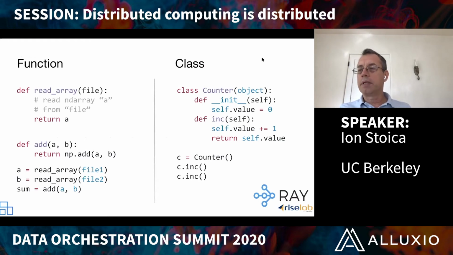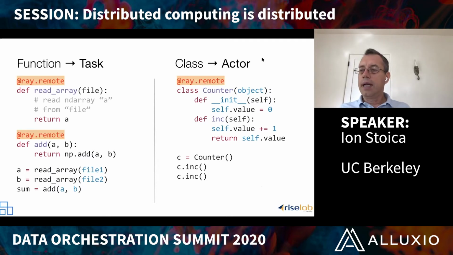Here are 2 examples illustrating the Ray API and how we can scale up Python programs using Ray. On the left-hand side, we have a simple program reading 2 arrays from 2 files and adding these arrays up. On the right-hand side, we have another simple program showing a class implementing a counter. Ray allows developers to easily parallelize the execution of the functions and classes. To do so, first we need to add a remote decorator to the declaration of the functions and of the classes we want to execute remotely.